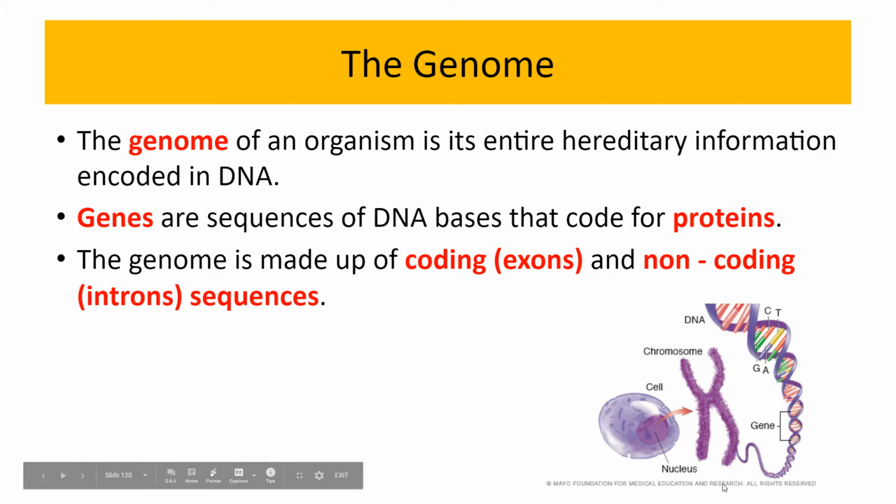So if you have a look at this diagram down here, we've got the cell. Inside the cell, we've got the nucleus, and inside the nucleus, we have chromosomes. Chromosomes are made from DNA, which is here, it's unraveling. This is the DNA molecule, this double helix structure that we should be familiar with. And a gene is basically just a section of that DNA molecule. And as it says, it's a sequence of DNA bases that code for a protein. So basically, it's like a set of instructions to make a particular protein.